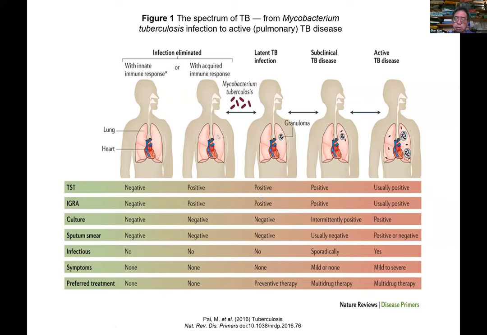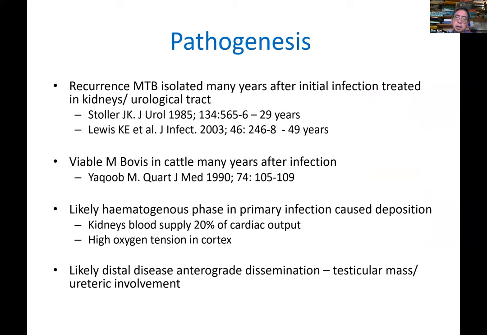So when you take all those things in mind, we're going to move on to the next interesting fact, I think, about TB in the urogenital tract. What's quite well recognized is that there have been several case reports of patients manifesting with their active urological TB many decades after what was known to be the first infection. This is also the case looking at Mycobacterium bovis, which, as you know, is the form of bovine TB, which also was found many years after initial infection.